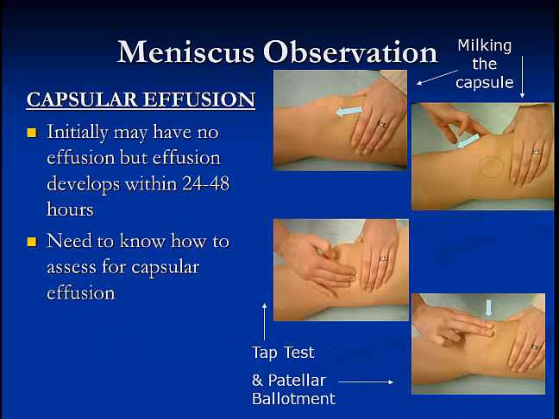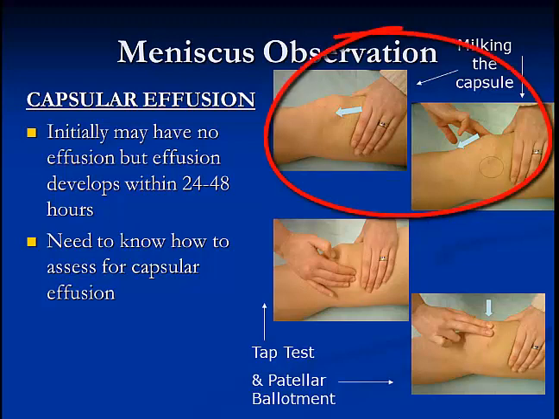Observation for meniscus. Again, the way you're going to assess for capsular effusion is the same as how you would assess for capsular effusion if you suspect an ACL or a deep fiber MCL tear. You're going to milk the capsule. You do not have to put a lot of pressure when you milk the capsule. We'll go over this in lab.